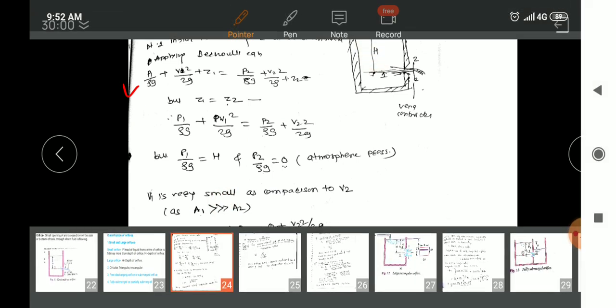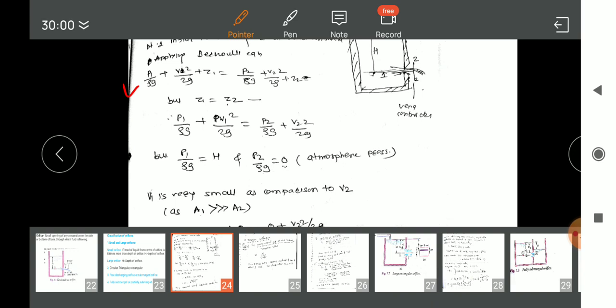Now the velocity at 1 is very small, because the flow is taking place because of the pressure difference, the head difference. At this point the head is more, and here the head difference causes the flow. So the area is very large, and here the velocity is very small in this section. Area of the tank is more, but the outlet area of the orifice is smaller. So A1 is greater than A2. So velocity at point 2, the outlet of the orifice, is very high as compared to velocity 1.